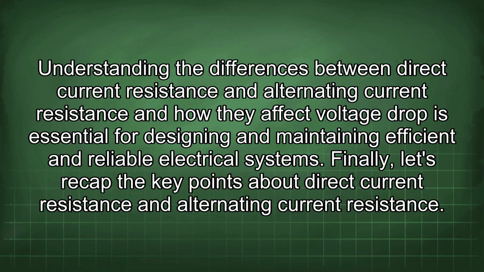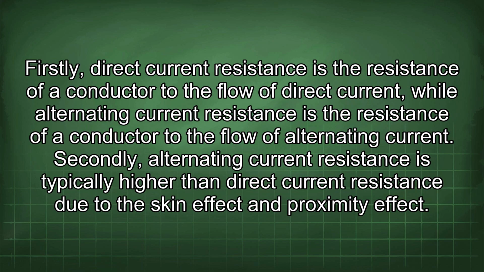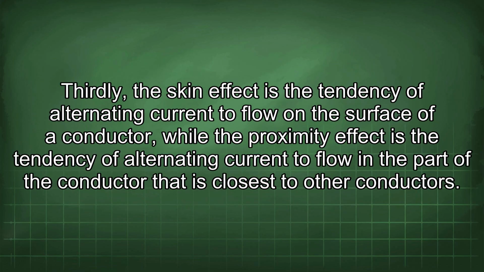Finally, let's recap the key points about direct current resistance and alternating current resistance. Firstly, direct current resistance is the resistance of a conductor to the flow of direct current, while alternating current resistance is the resistance of a conductor to the flow of alternating current. Secondly, alternating current resistance is typically higher than direct current resistance due to the skin effect and proximity effect. Thirdly, the skin effect is the tendency of alternating current to flow on the surface of a conductor, while the proximity effect is the tendency of alternating current to flow in the part of the conductor that is closest to other conductors.